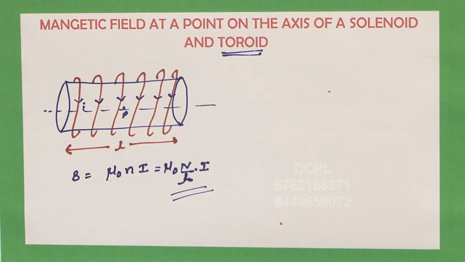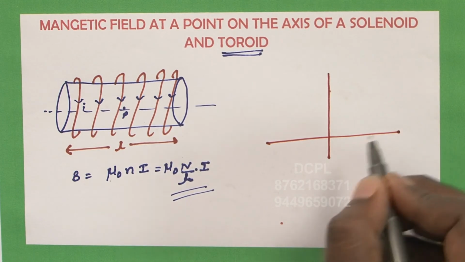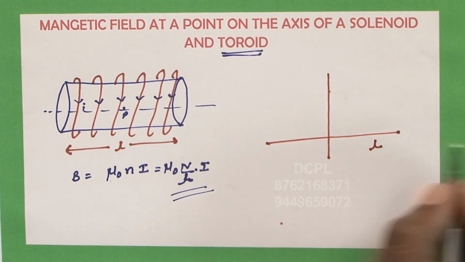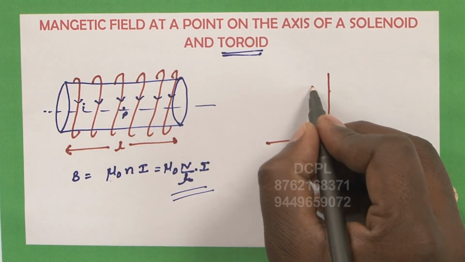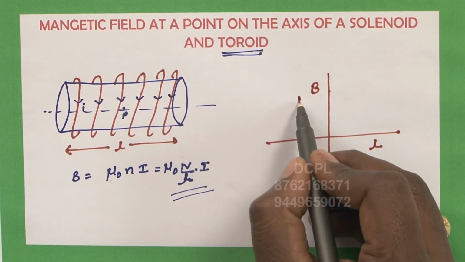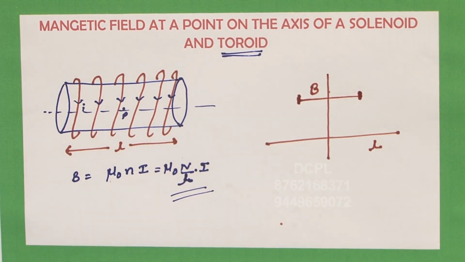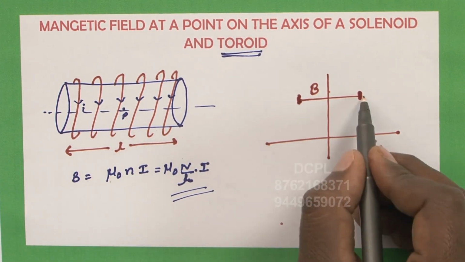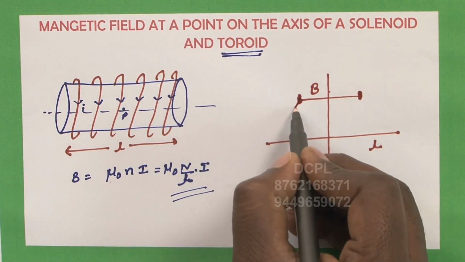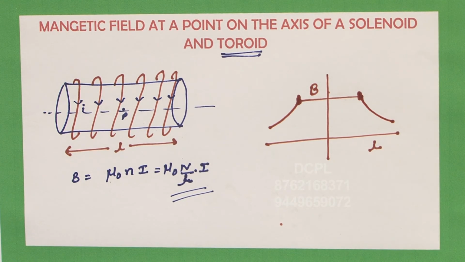And you can see the graphical variation of the magnetic field in the case of a solenoid. L is the length taken along the x axis, magnetic field along the y axis. For a certain distance the magnetic field is not going to change, it does not vary for a certain length. From there the magnetic field starts decreasing. This is the graphical variation of the magnetic field versus the distance in the case of solenoids.